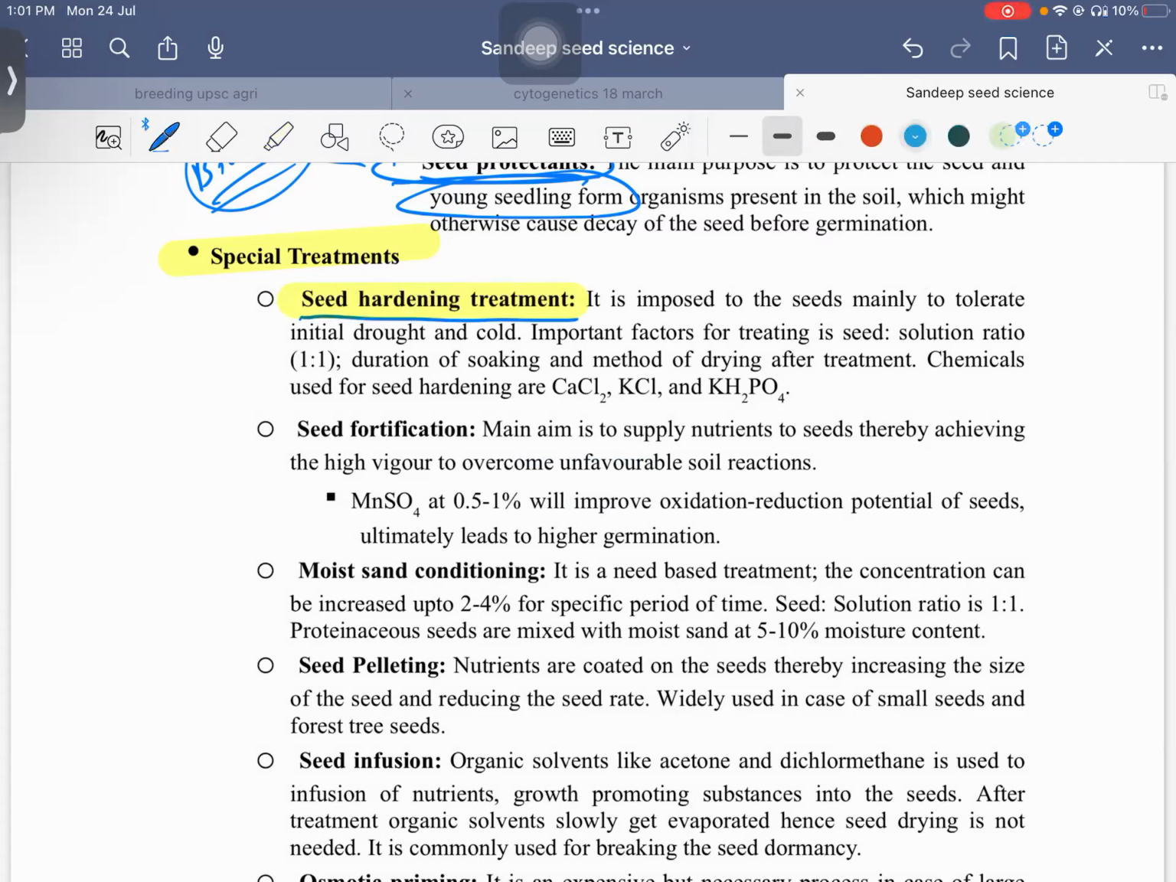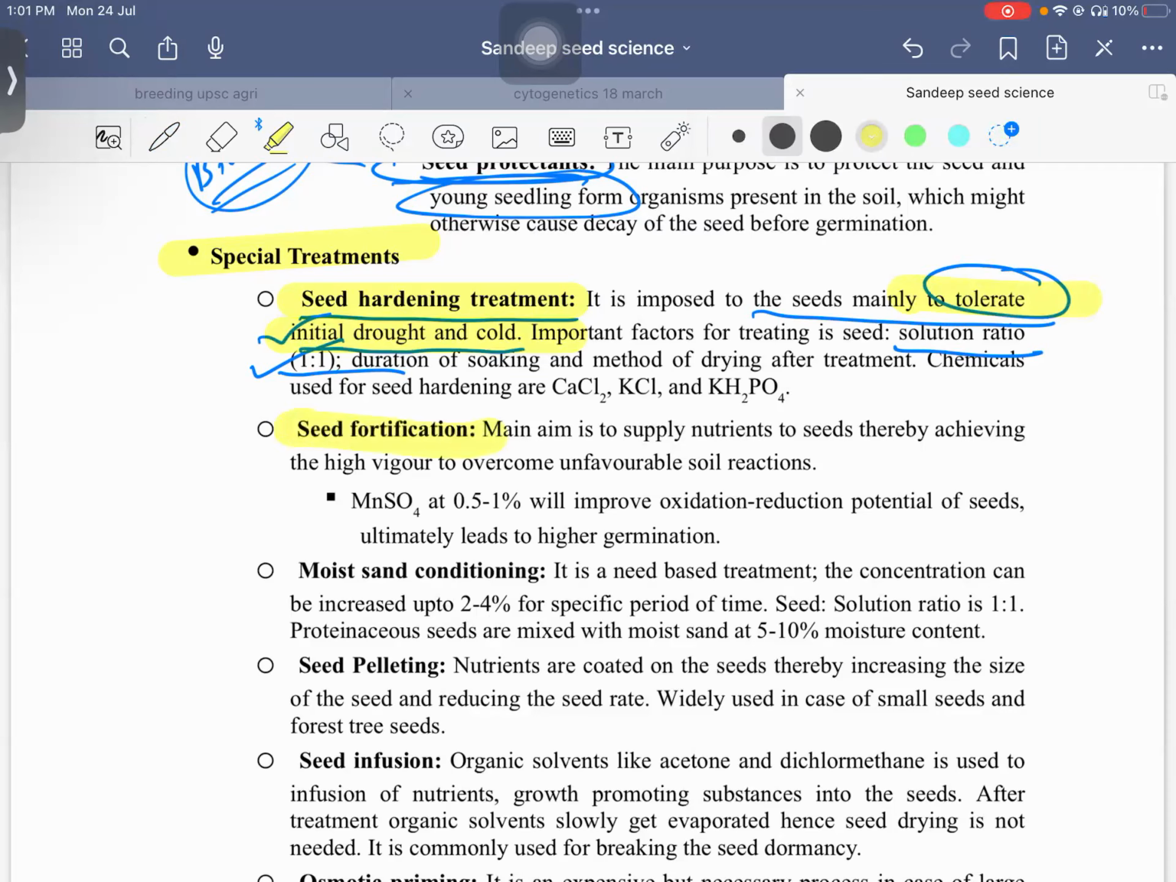Okay, what is hardening? Seeds are exposed to tolerate initial drought and cold. Once seeds are exposed to these things, it is believed that in the later phase of life, it will germinate well and it will have good yield and other features. The ratio is not required. Majorly just focus on this: seed mainly to tolerate initial cold, drought or heat, so that it will be able to survive better.